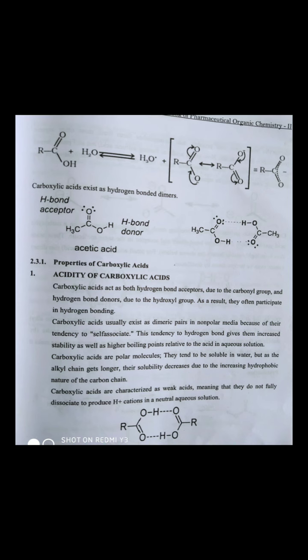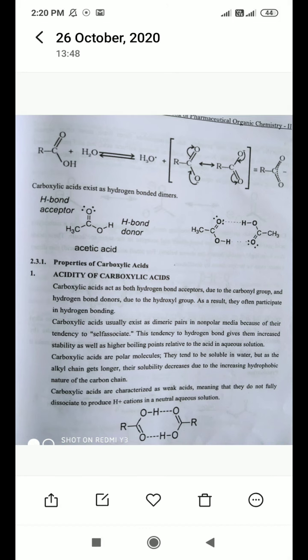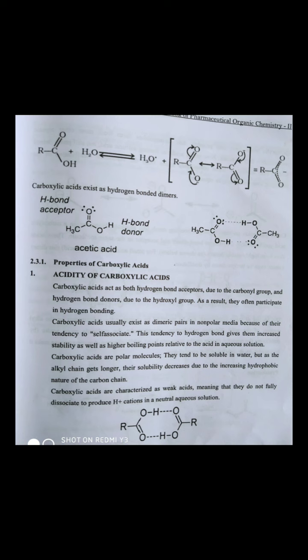RCOOH. Here, consider the example of acetic acid. What is the molecular formula for acetic acid? CH3COOH. We can represent this as CH3 single bond C, then C double bond O, then C single bond O, O single bond H. Here the carbonyl group means C double bond O.